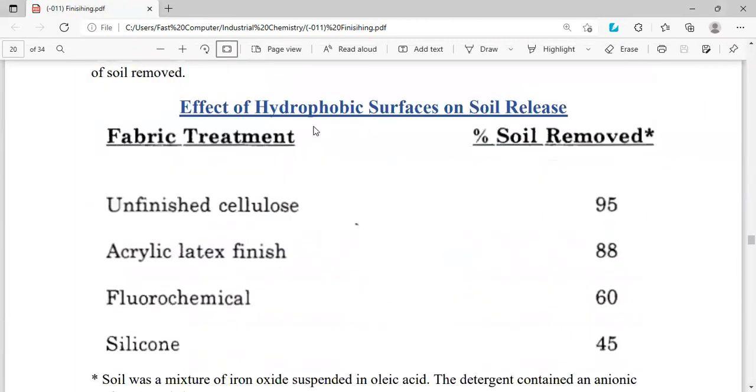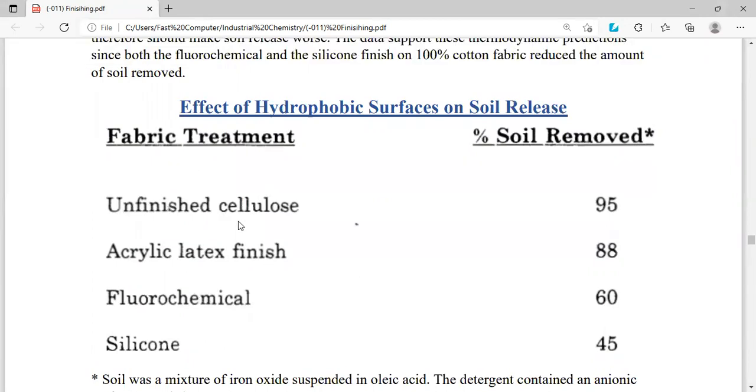Now we'll discuss the effect of hydrophobic surfaces on soil release. When unfinished cellulose is treated, 95% of soil is removed. When the acrylic latex finish method is used, 88% of soil is removed. When the fluorochemical method is used, 60% of soil is removed. And when silicones are used, 45% of soil is removed.